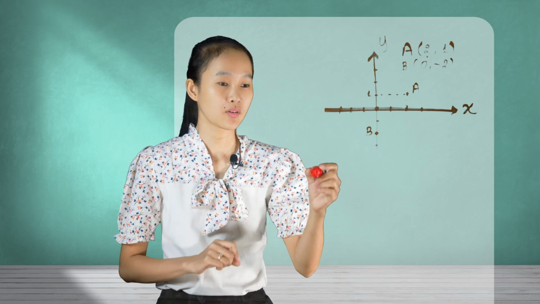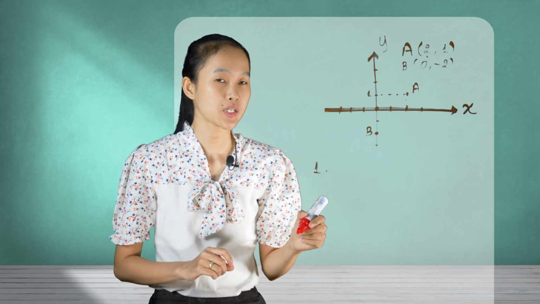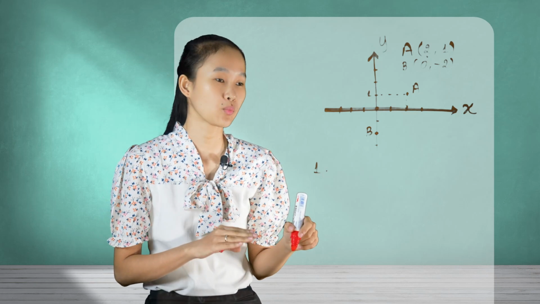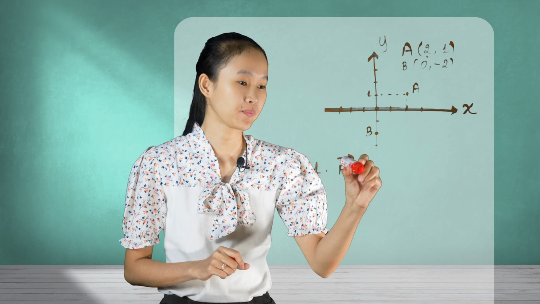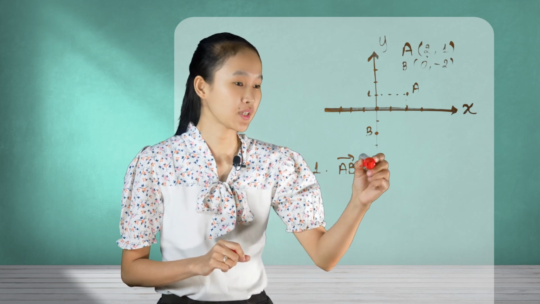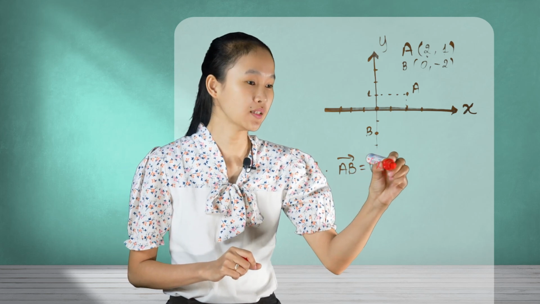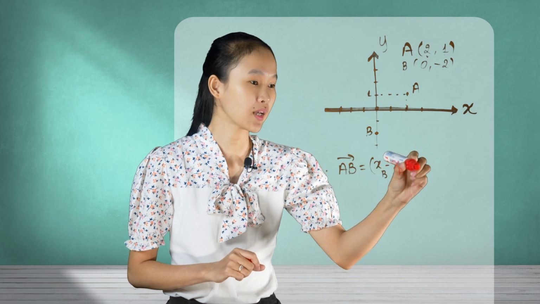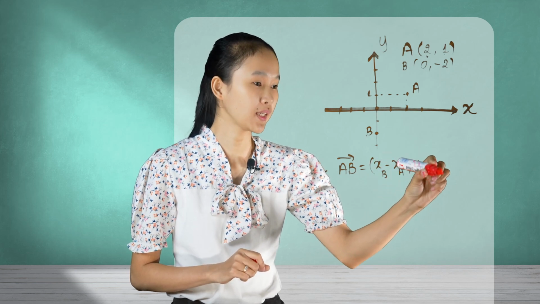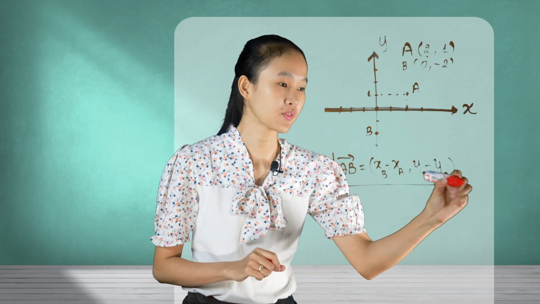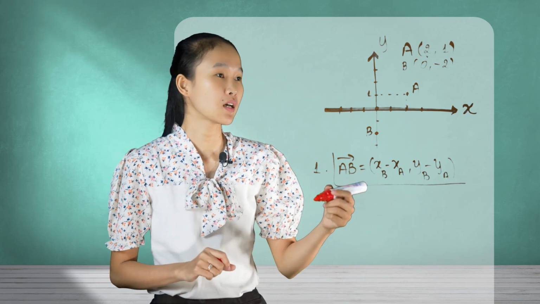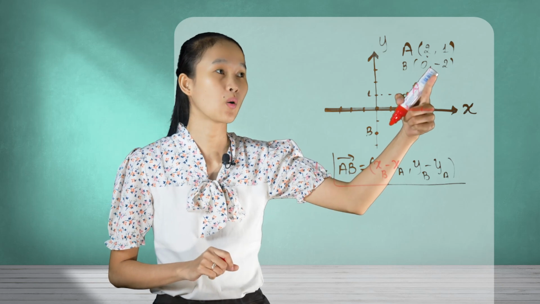Now let's take a look at our first formula, which is about the coordinate of these 2 points. The coordinate of vector AB: you have to take xb take away xa, and yb take away ya. This is the first formula. So consider these coordinates.